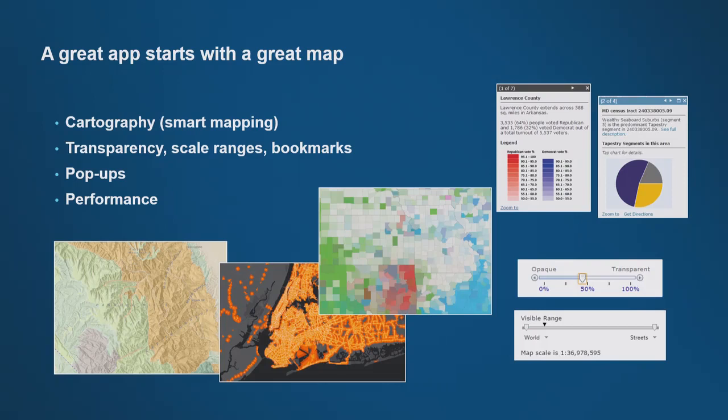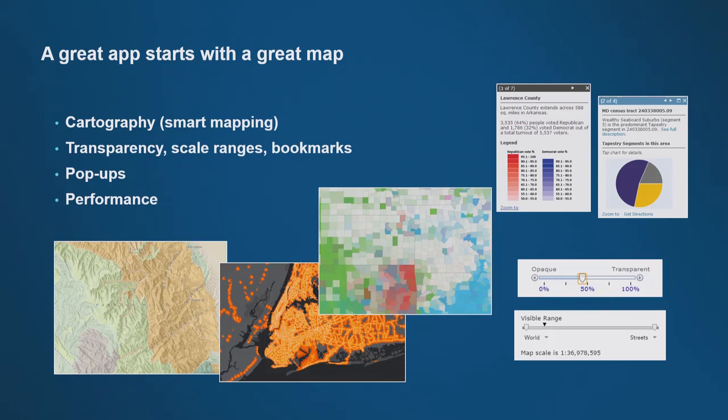As all of us say up here, a great app starts with a great map. And your app isn't going to be any better than the map that's consumed within it. And that includes everything from cartography. Smart mapping has really helped us come a long way in making much better maps. It includes simple things like just thinking about transparency, scale ranges, and bookmarks, which some of the app templates support. But it's other things like pop-ups, which is my big pet peeve. I always hate to see an unconfigured pop-up and like to see a much nicer configured pop-up.